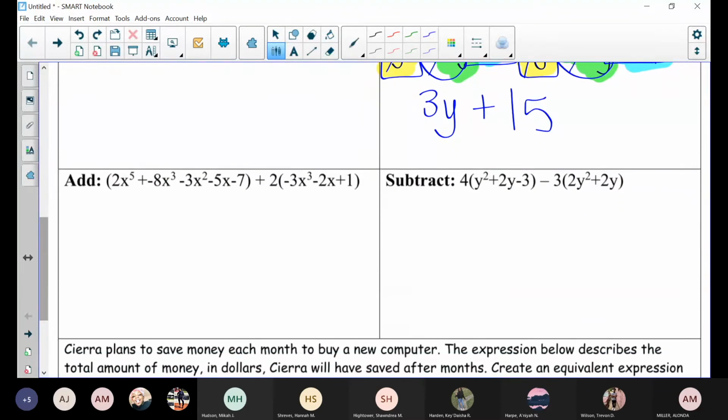Here we have to distribute the 4 into the parentheses when we rewrite, and also the negative 3. Please understand that you have to distribute the number and the sign. You'd have to distribute the 4 into the first set and the negative 3 into the second set.